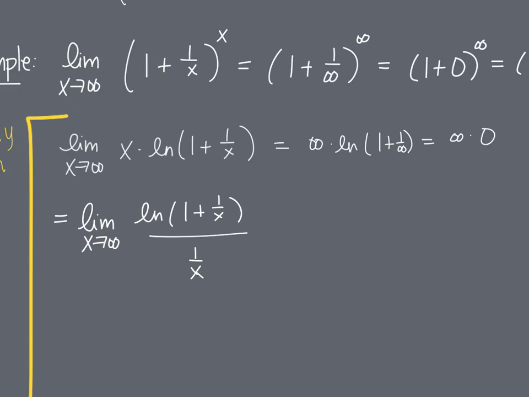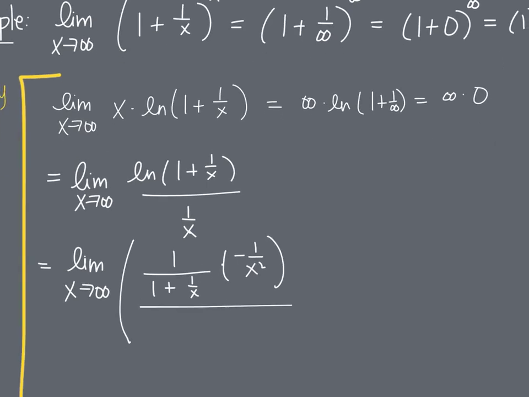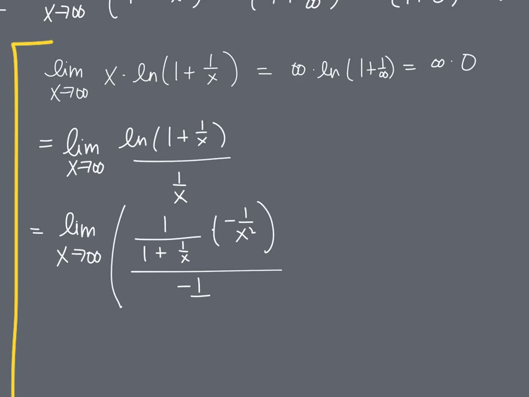Now I can apply L'Hopital's rule because this is a fraction. And so I can take the derivative of the numerator and the derivative of the denominator. The derivative of the numerator is 1 over 1 plus 1 over x times the chain rule on that, which would be negative 1 over x squared. That's the numerator. What's the derivative of the denominator? Also negative 1 over x squared. Yay! So I get to reduce. Isn't that lovely?